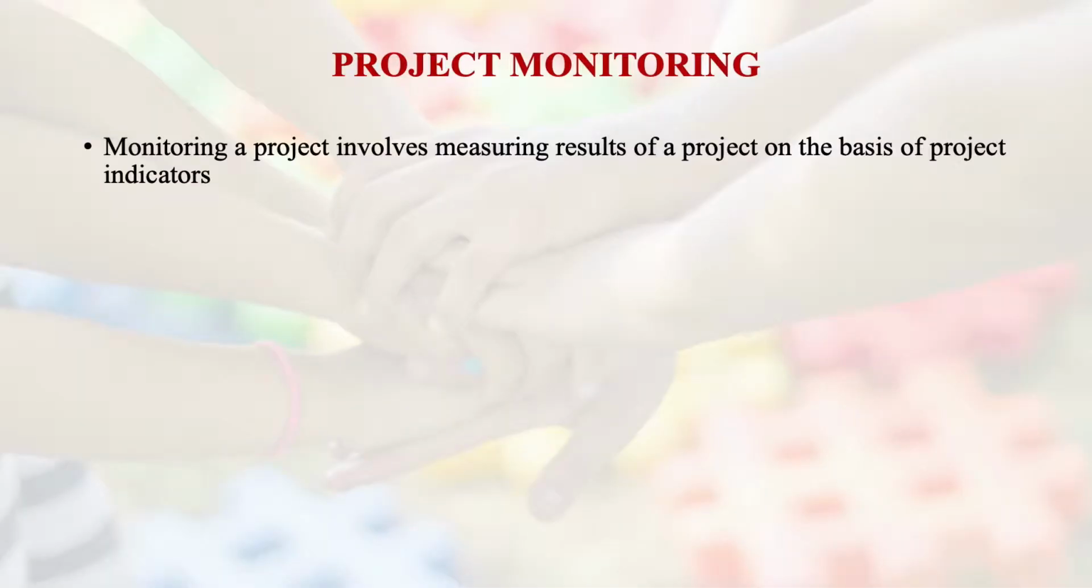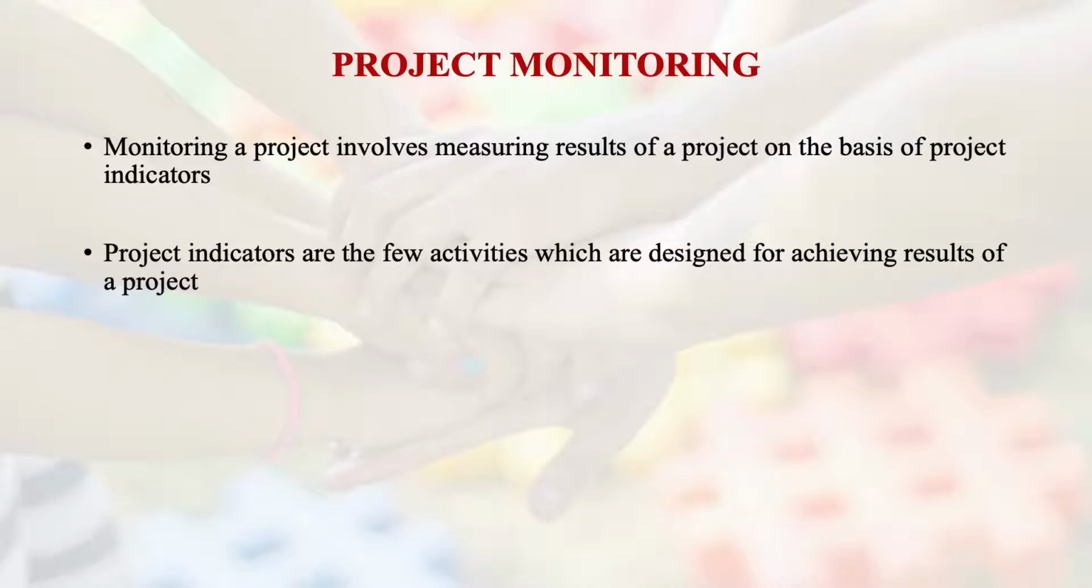For monitoring a project, it involves measuring the results of a project on the basis of the project indicators. Again, these project indicators are defined based on the key activities and they are specific to a particular NGO. So project indicators are certain kinds of activities which are designated for achieving the results of a particular project.